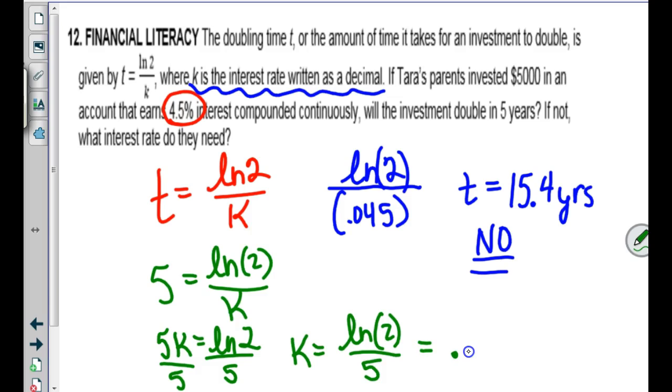Point something? Anybody? What'd you get, Dakota? 1.39? Okay. Did someone else get 0.139? Yeah. Okay, so if they wanted it to double in just 5 years, they would need what interest rate? Yeah, almost 14% interest, okay? That's why your money doesn't generally double in just 5 years.